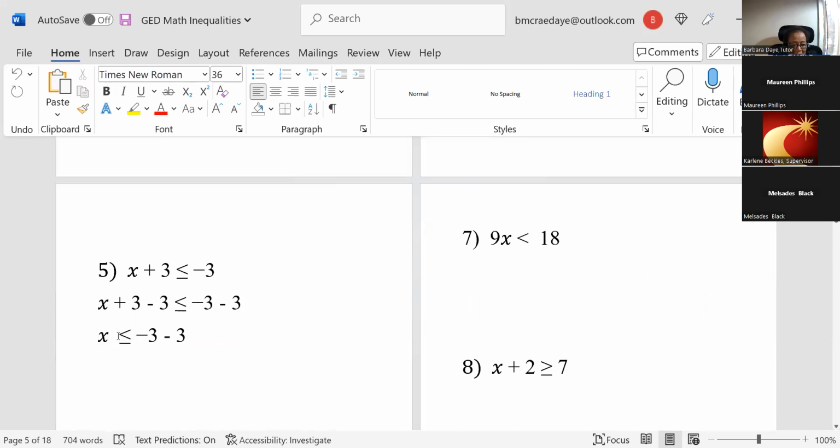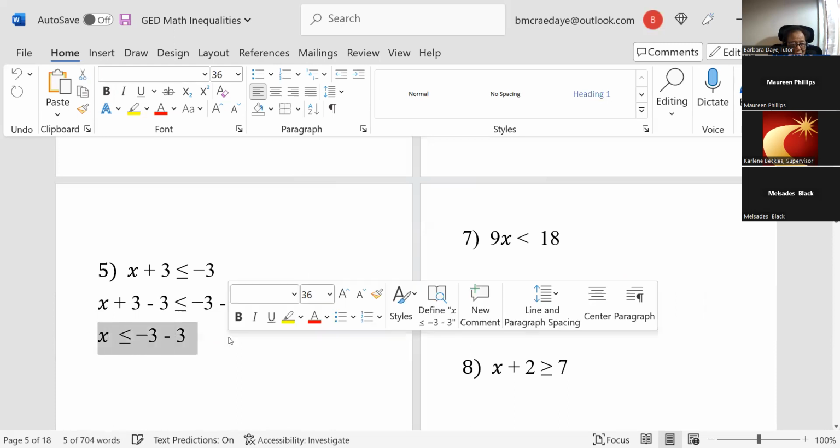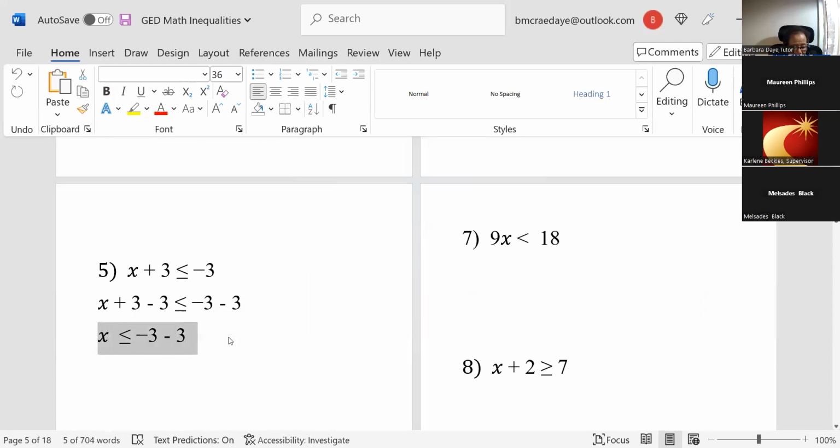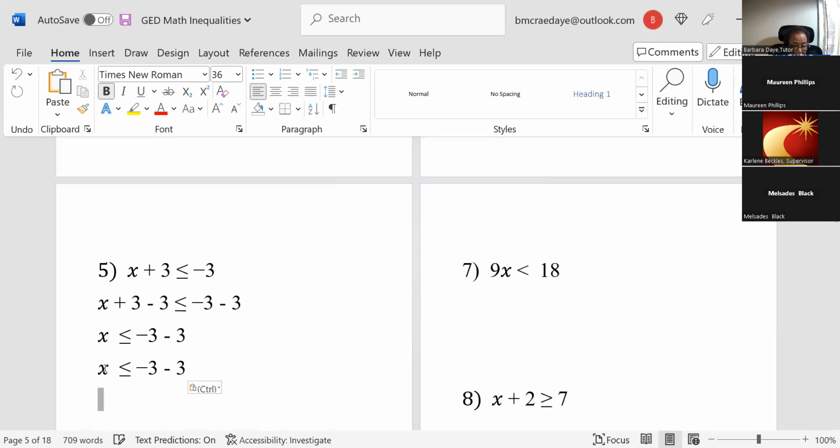Now what's on the right side, Mercedes? On the right side we have minus 3 minus 3. What does that give you? Minus 3 gives me 6. Plus 6? No, negative 6. Negative 6. That's right. Very good, Mercedes. There we go. There's our answer.